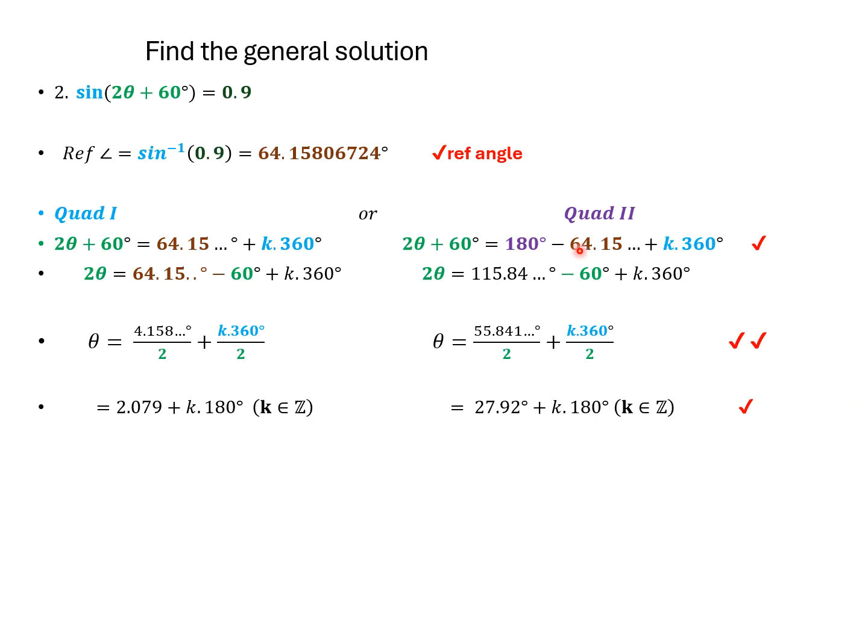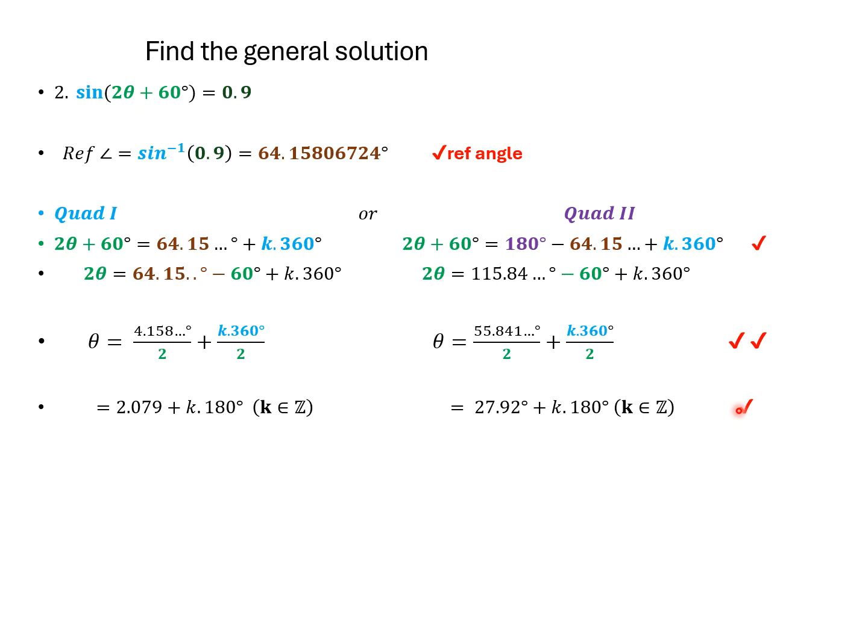On the other side, 180 minus 64,15 gives me 115,84. Take 60 over, so 115,84 minus 60 gives me 55,84. It's 2 theta, so again I'm going to divide everything by 2. So 2 theta divided by 2 gives me theta, 55,84 divided by 2, k360 divided by 2. That then becomes 27,92 degrees plus k times 180, k an element of integers.